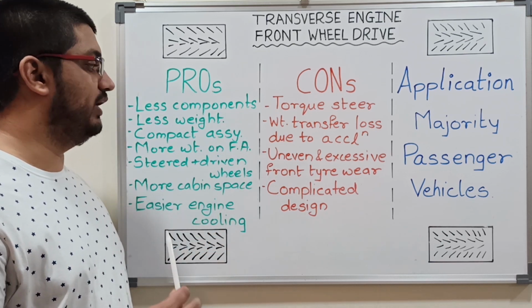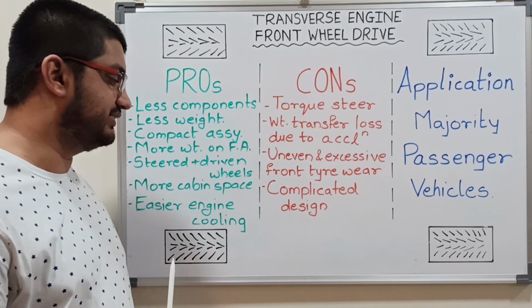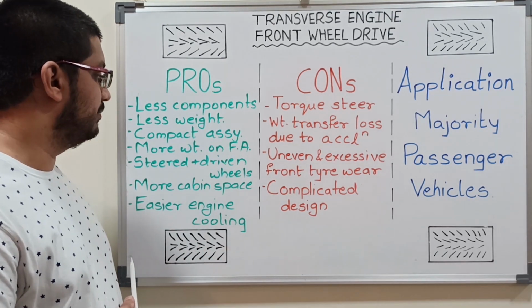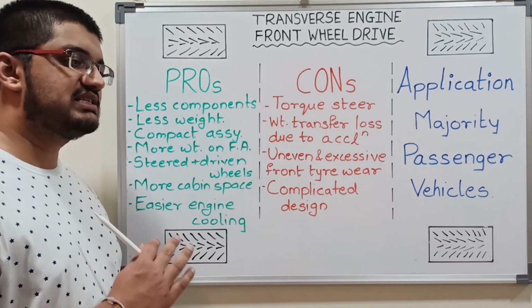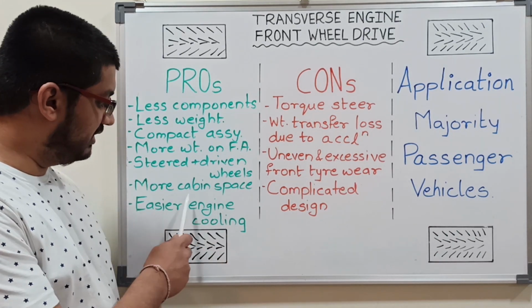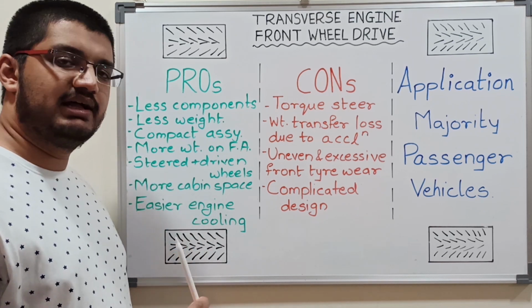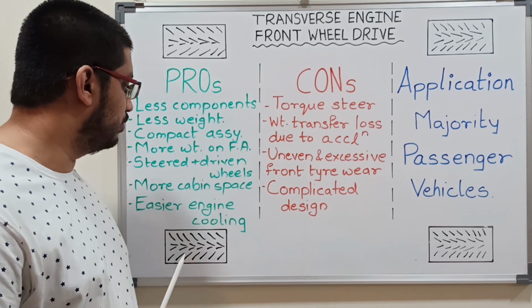Next point is less weight. Obviously, less the number of components, lesser is the weight, which is advantageous. Then third point is compact assembly. So this assembly is overall very compact, hence making more space available in the cabin and the rear luggage. So compact assembly is another advantage that this type of layout has.